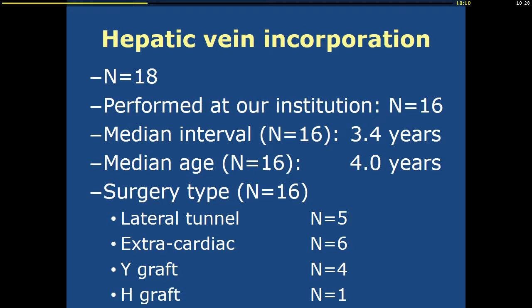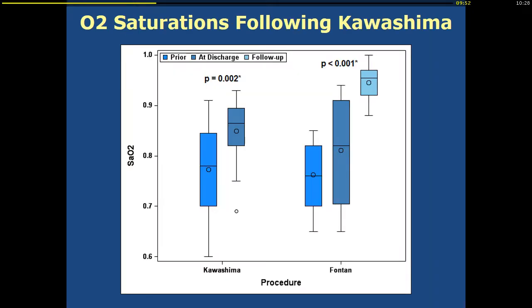So the hepatic vein incorporation, we had 18. 2 had their surgery at different institutions, but 16 underwent their incorporation at our institution with a median interval of 3.4 years and age of 4 years. And these are the types of surgery that were performed.